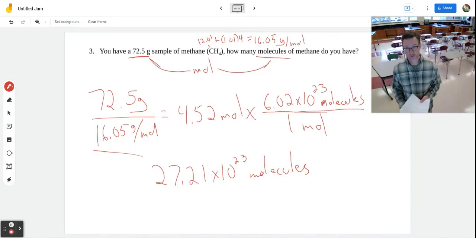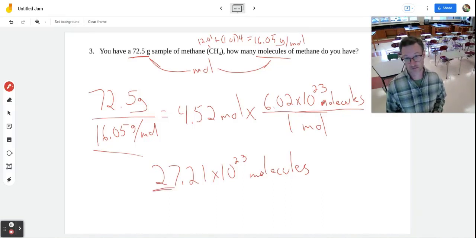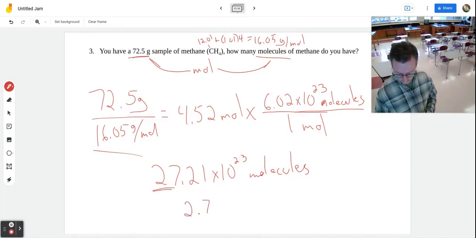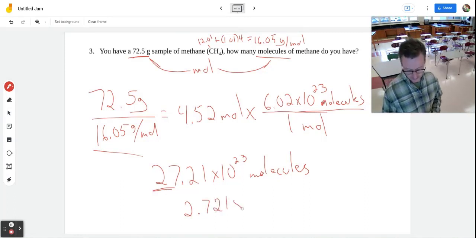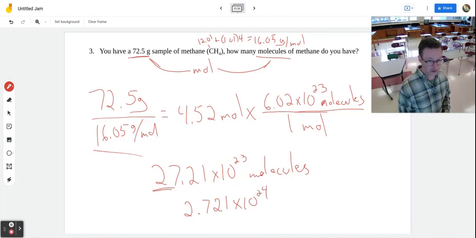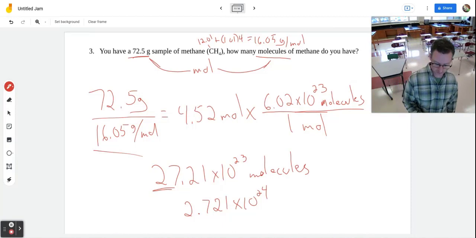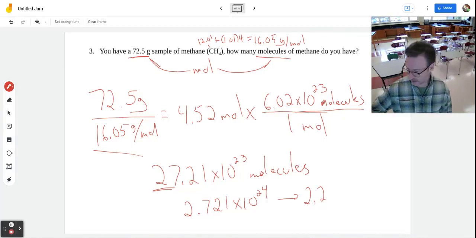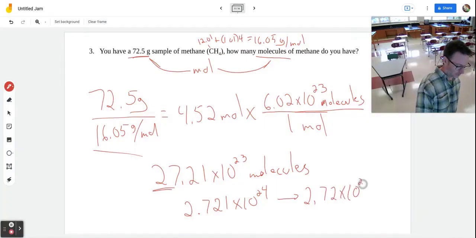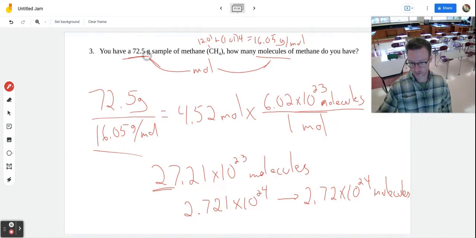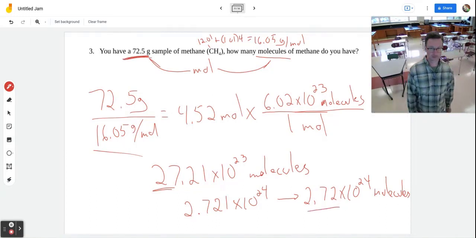And hopefully in the time it took me to write molecules, you were saying, wait, but that's not scientific notation. I hope you were saying that. You're right, because this is two digits to the left of the decimal point, and that is not allowed in scientific notation. So I have to move that over one and make it 2.721 times 10 to the 24th. I move the decimal point one place to the left. I add one to the exponent. And so one more time, you might hopefully be saying, whoa, you didn't round that right. True. So the final answer is 2.72 times 10 to the 24th molecules. Because I started with a number that had three digits, I had to round that answer down to three digits.